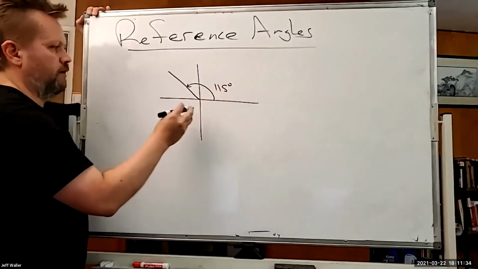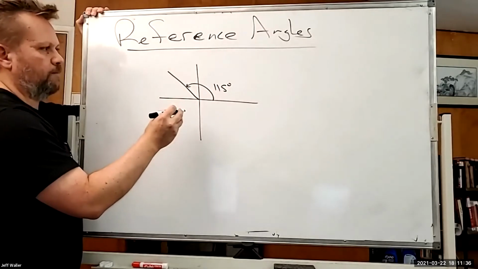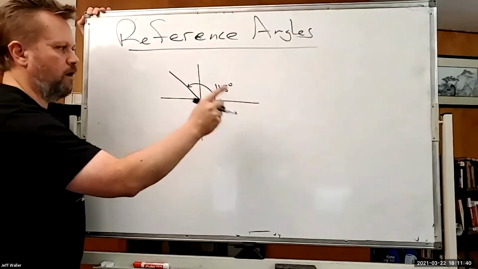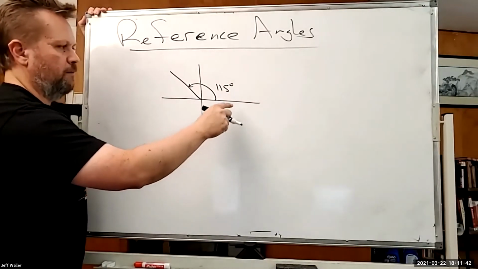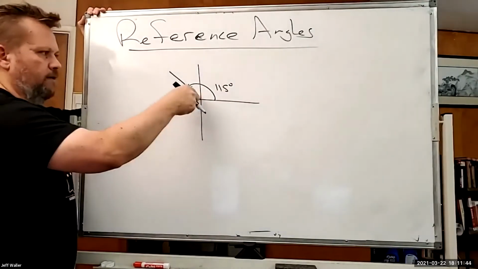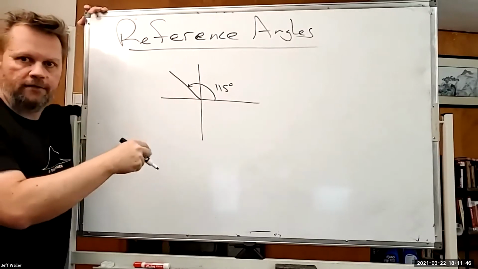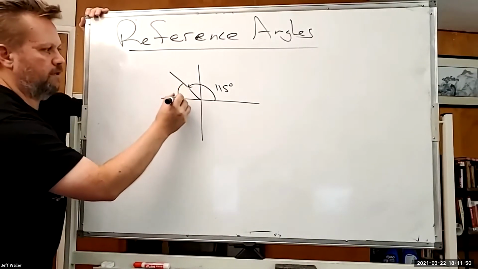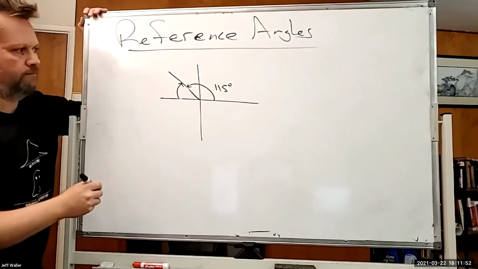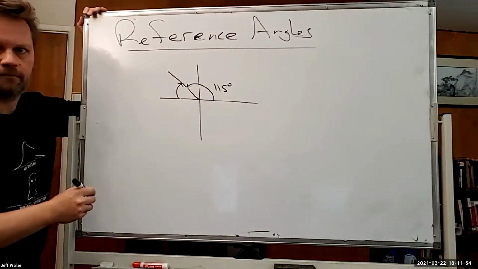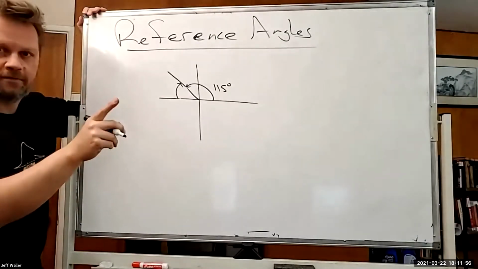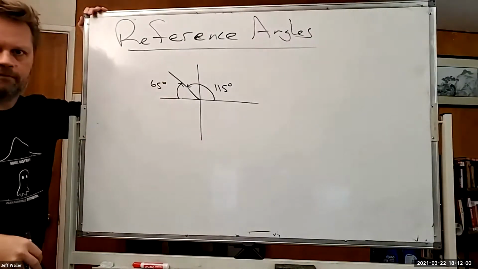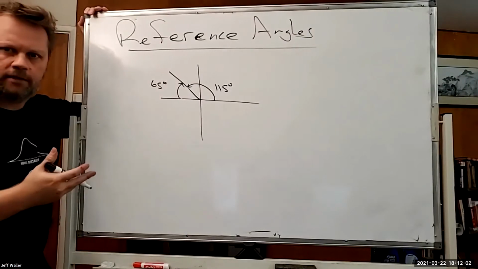So for example, if I go to the angle 115 degrees, how far away from this is it? It's the smallest distance between the x-axis and the angle itself, the terminal line itself. So what is this going to be? 65. You guys get the idea that that's a reference angle.